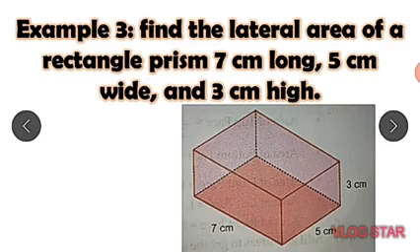So for the third example, find the lateral area of a rectangular prism with 7 centimeters length, 5 centimeters width, and 3 centimeters height. So as I've said, we will find the area of the back face, front face, left face, and right face. Then later on, we will add all the areas of the 4 faces.